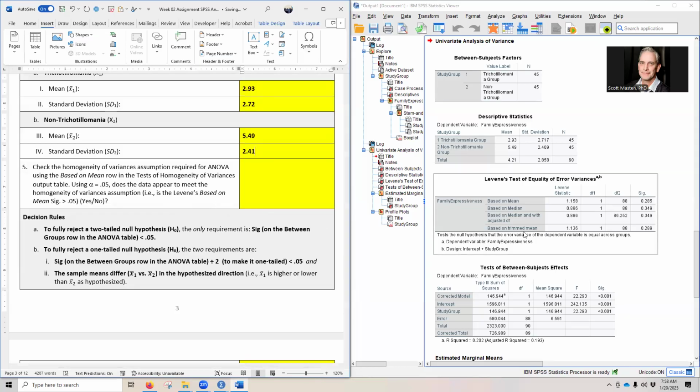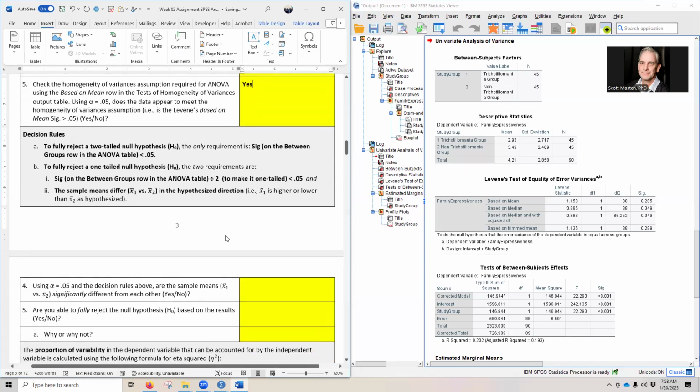To do that, we find a table called Levene's test of equality of variances. We find the row that's called based on mean, and we look at the sig. So the question is, using alpha of 0.05, does the data appear to meet the homogeneity of variance assumption, i.e., is Levene's based on mean sig greater than 0.05? That's 0.285, which is greater than 0.05, so we have met this assumption. So yes, we meet the assumption.